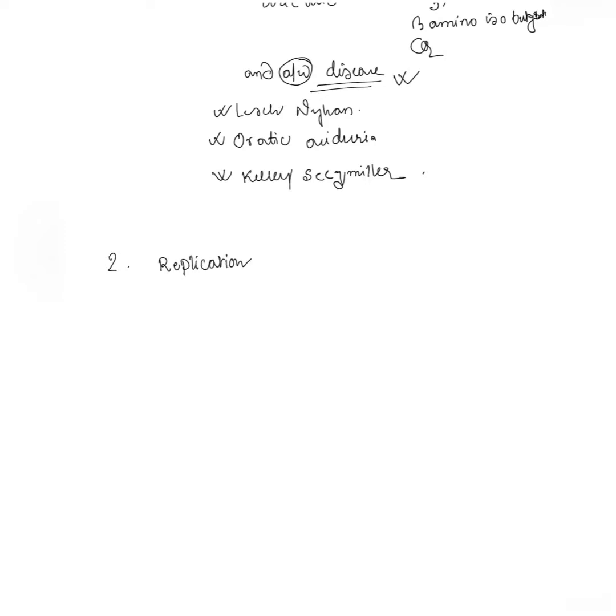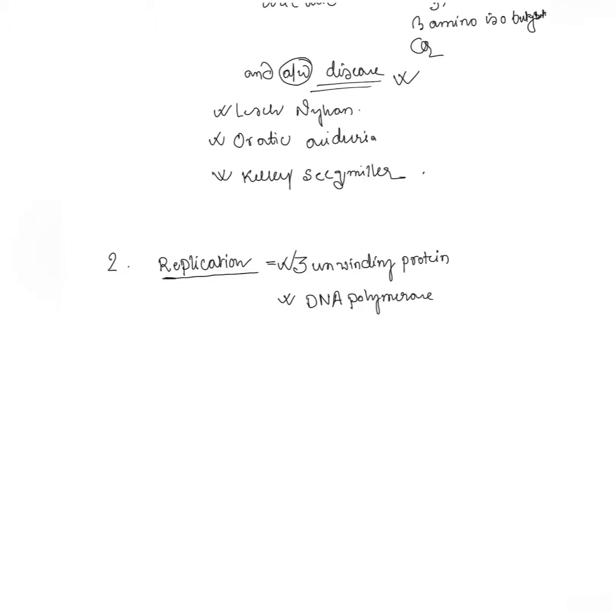Next, second, the important topic is replication. If you have very little time, the most important topic is the three unwinding proteins for replication, and you know they are helicase, topoisomerase and single stranded binding proteins. Okay, so you have to remember this, and you also need to remember the DNA polymerases, that is DNA polymerase 1, DNA polymerase 2 and DNA polymerase 3.